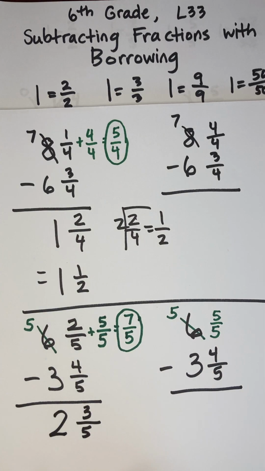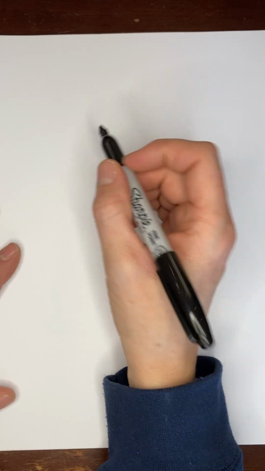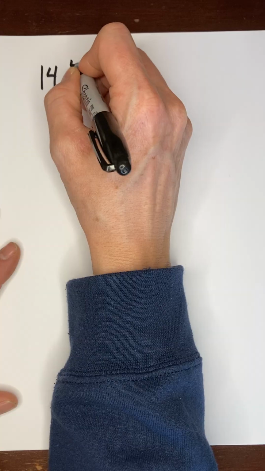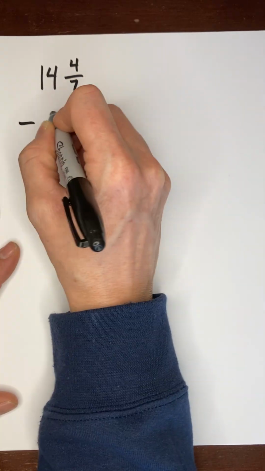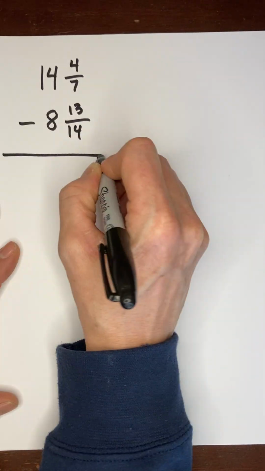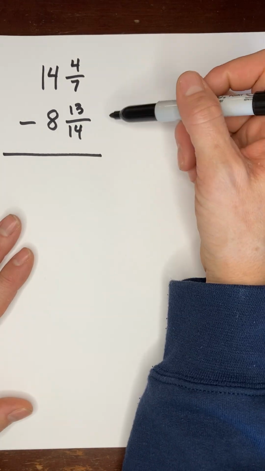Okay, we have one more example to go. We're going to level it up again with a slightly harder problem. All right, now we're going to subtract with borrowing when our denominators are not the same. All right, so we're going to do 14 and 4/7 minus 8 and 13/14. Okay, so before we can even borrow, we have to deal with these denominators which are not the same.